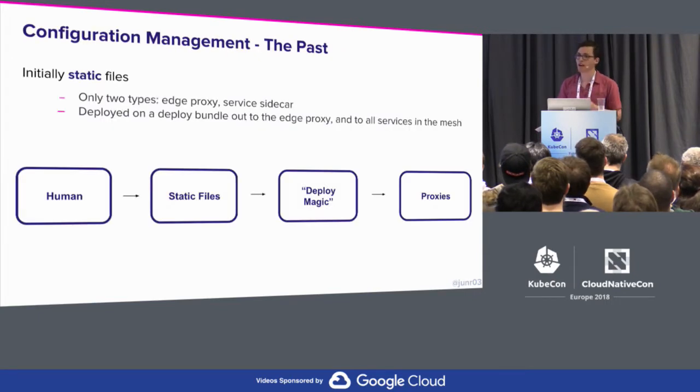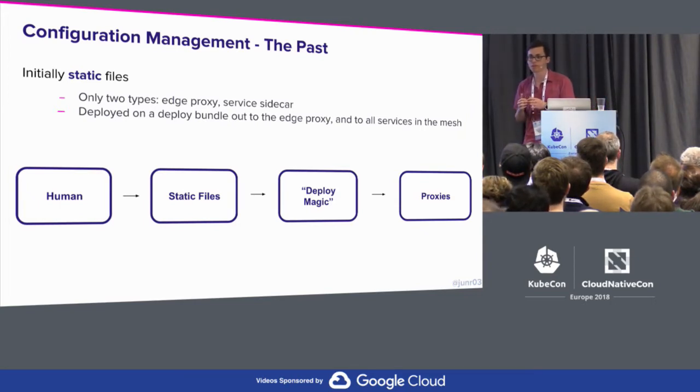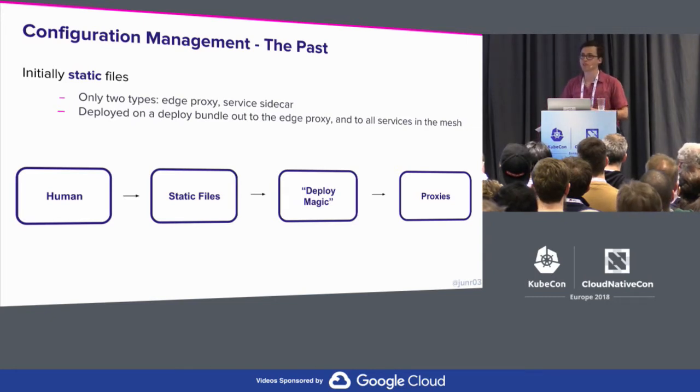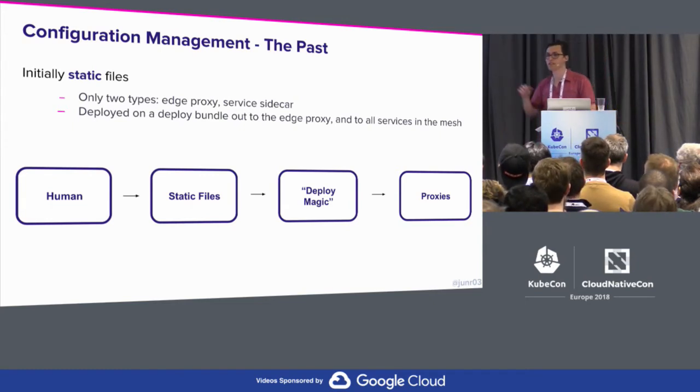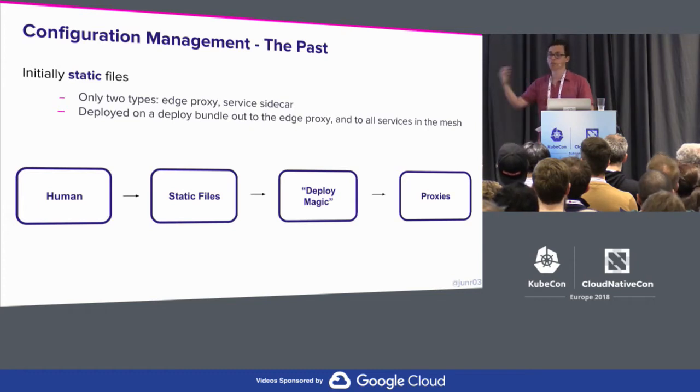So historically, when Envoy started at Lyft, we really only had static files where a human, whether it be someone in the networking team or a service developer, would go in and edit a giant JSON file of thousands of lines to add a new public route or add a new service route. Then we would deploy those static files out to either the front proxy or the service mesh via deploy magic, and then that configuration would be enacted in the proxy.